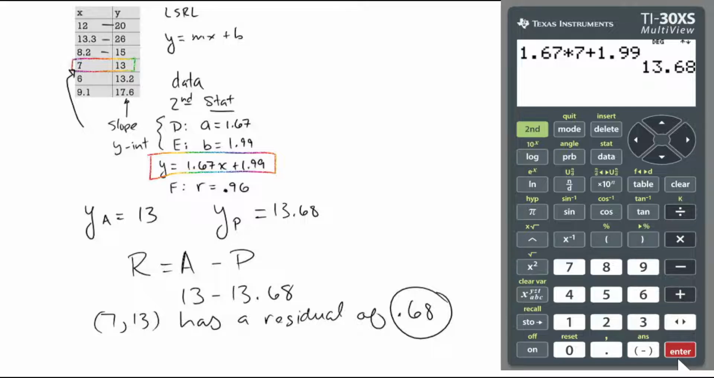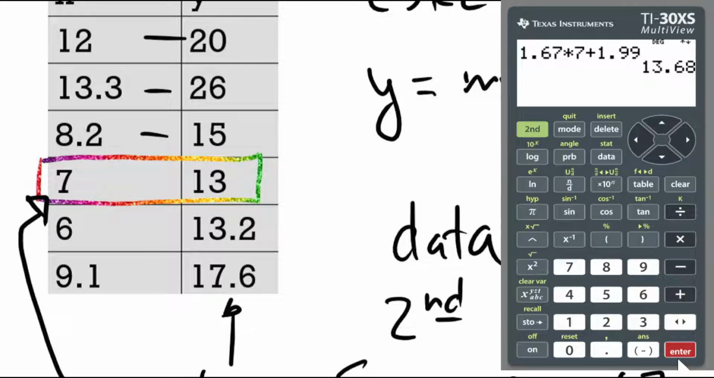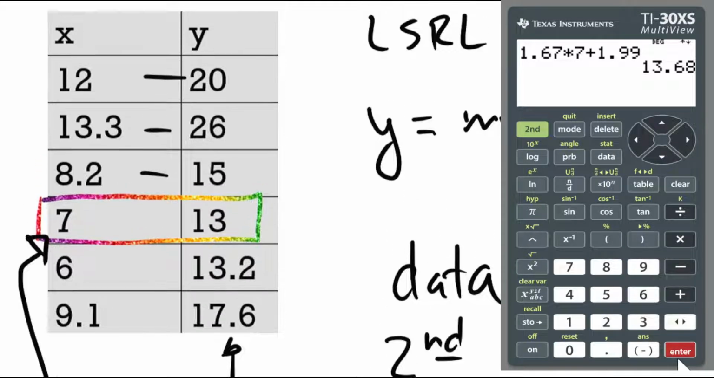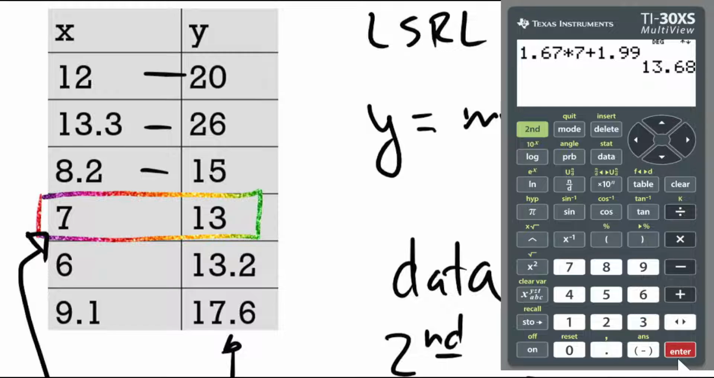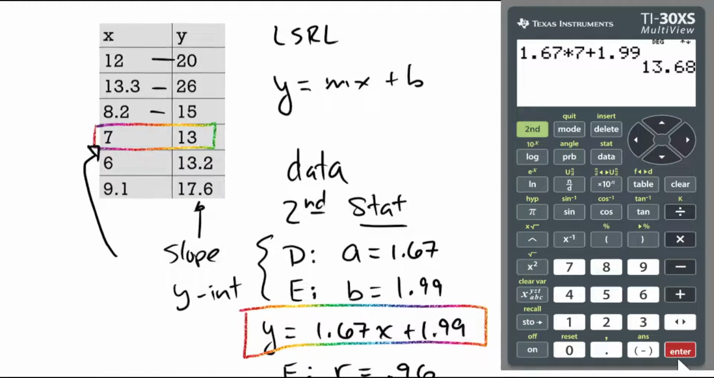The correlation coefficient was 0.96. The other thing I could do is plug in values. My data set didn't have any point where x was 10, so I can say, what do I think will happen at 10? What is the predicted value for 10? I could just plug that in. My model predicts that if x is 10, it's going to be 16.7 plus 1.99.